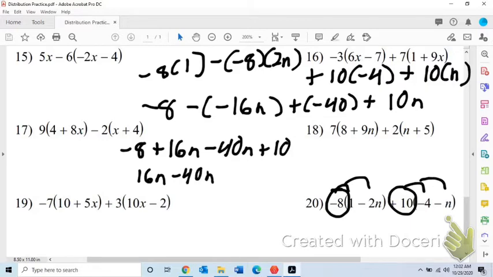So basically all we're going to do is move that negative 8 to the back to be with its partner, the 10. 16n minus 40n is negative 24n, and that's a negative 8 plus 10, which is positive 2. That'd be your answer.